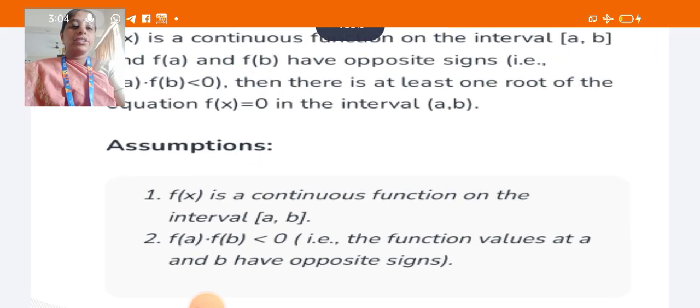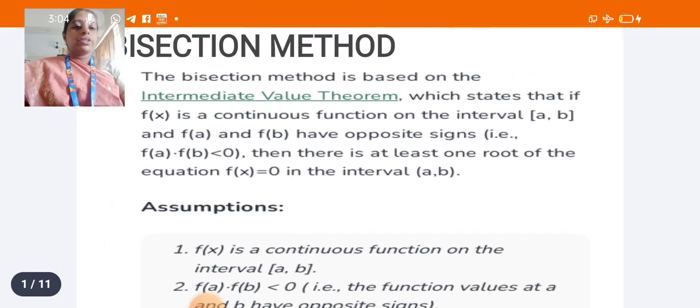First, we will see the bisection method. What is meant by the bisection method? The bisection method is based on the intermediate value theorem, which states that if f(x) is a continuous function on the interval [a, b], that interval should be a closed interval, that means both the endpoints should be included in that interval, and f(a) and f(b) have opposite signs, that is f(a) × f(b) < 0, then there is at least one root of the equation f(x) in the interval (a, b).